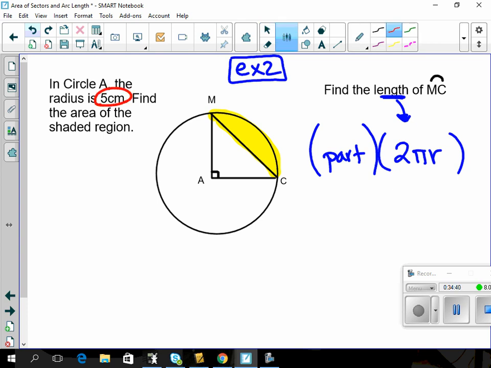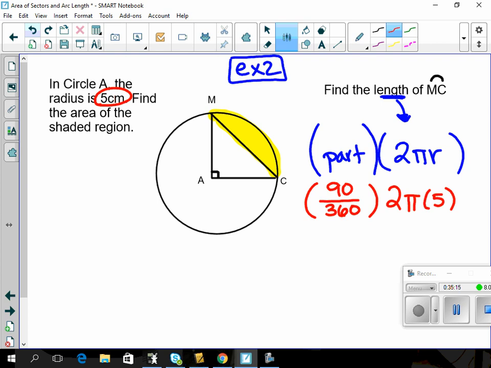So we can plug in a 5. What goes on the other side? What's the part? Look at your degree measure. 90. Don't you agree that that's a 90-degree angle? So 90 over what? Very good. Excellent. So type it into your calculator. Tell me what you get here.